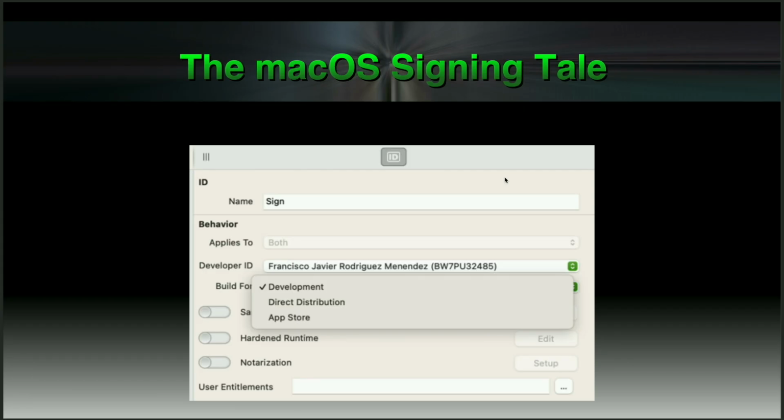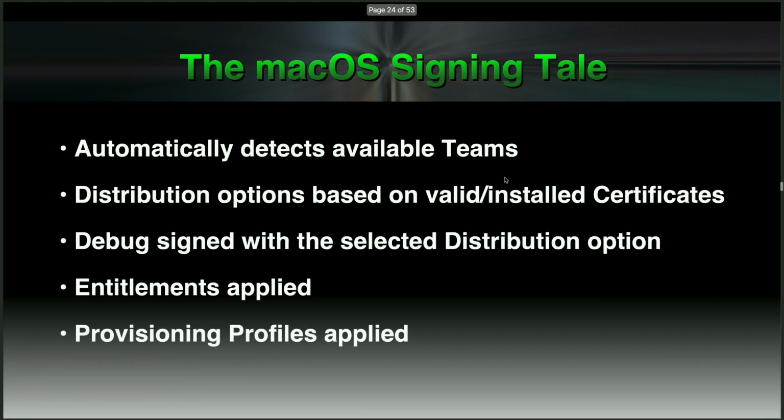That is it. No more figuring out what certificate I have to choose, or what data I need to copy and paste in the Developer ID field. Also, when you choose the certificate and debug your apps, it will offer an experience closer to what the user will have once they install the app on their computer. Of course, in this case, entitlements will be applied, and also provisioning profiles.